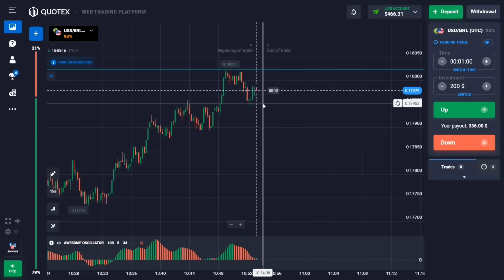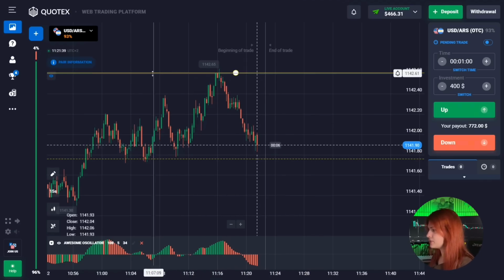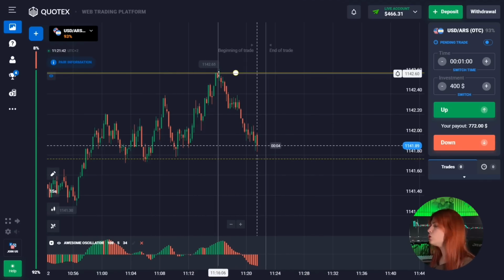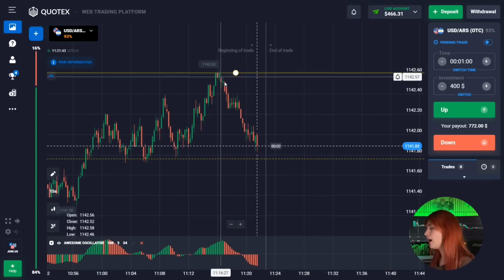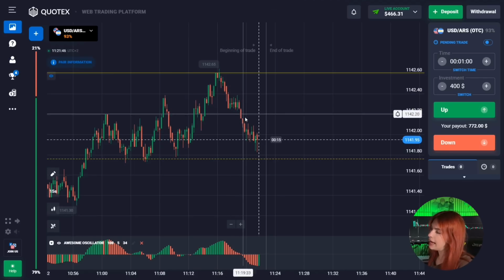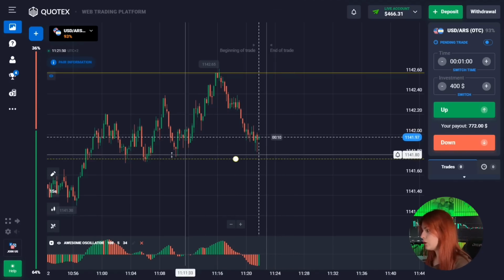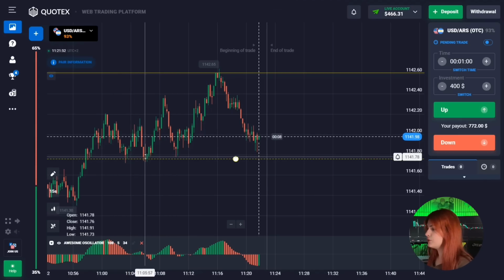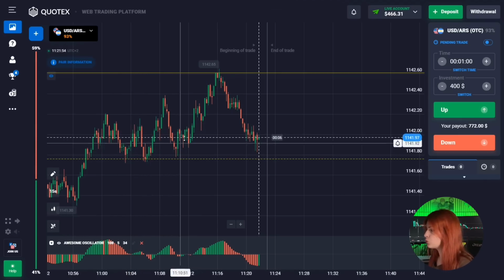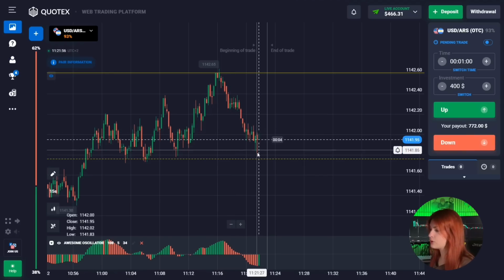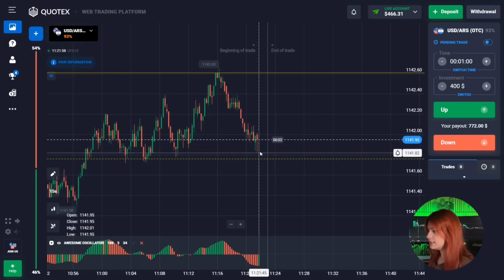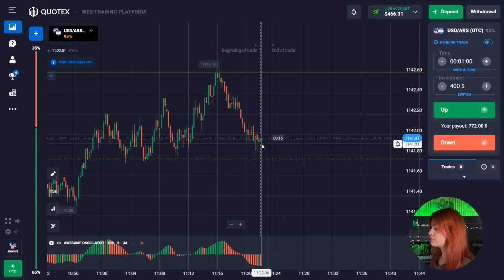Let's continue. So we have a resistance level up here. We also see that the price has rebounded from this level and is moving down. At the moment, red candles are forming. Also, there is a certain internal support level at the bottom from which we also see that the price has already rolled back up. But in this situation, the price is still approaching this level.